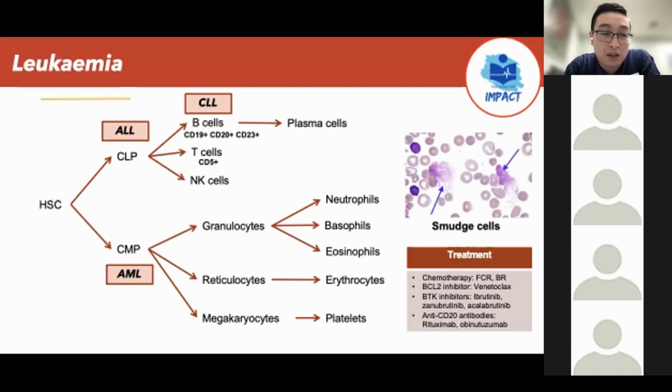TP53, guardian of the genome, et cetera. They can have abnormal TP53 either through mutations in the TP53 gene, or they can have deletion of 17p, which is the chromosome on which TP53 resides. So these patients usually respond really poorly to FCR and BR. So that's one adverse prognostic factor.